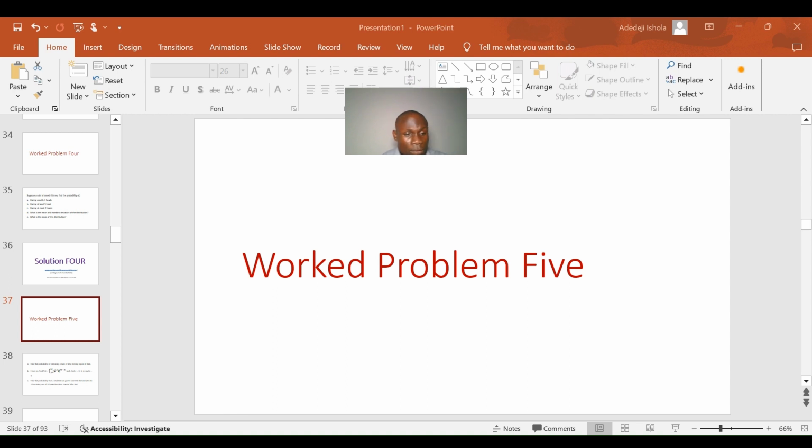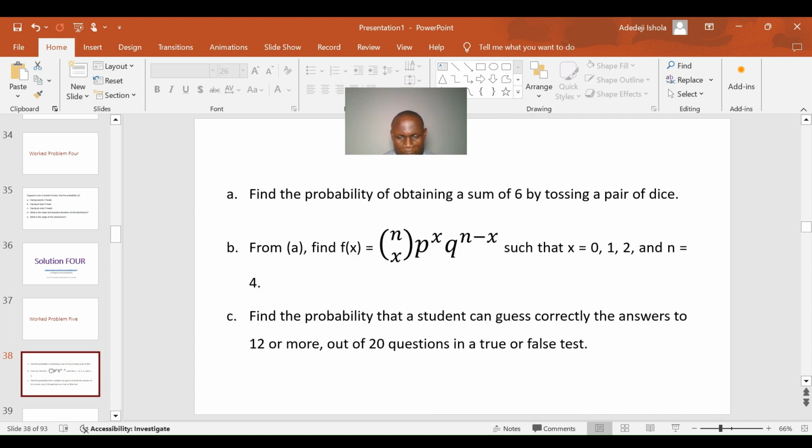This will be the fifth question we are going to be solving on probability distribution. This is a simple question. We have a question, and we want to solve it. We want to know how to go about the question. Let's see the question and let's see how we go about it. The very simple question, straightforward and direct.